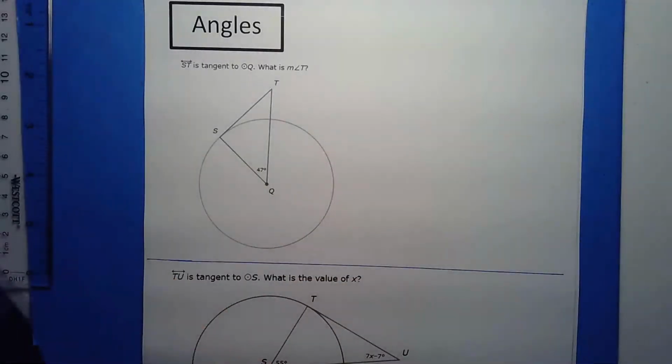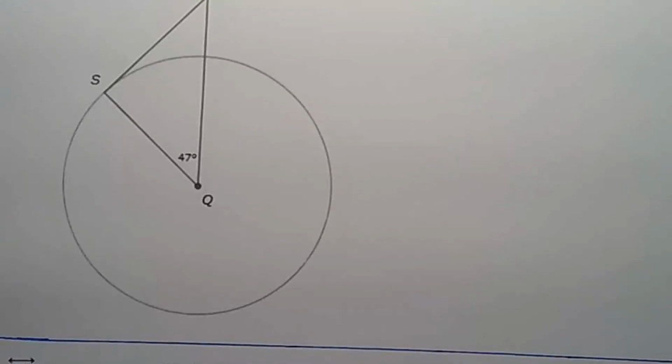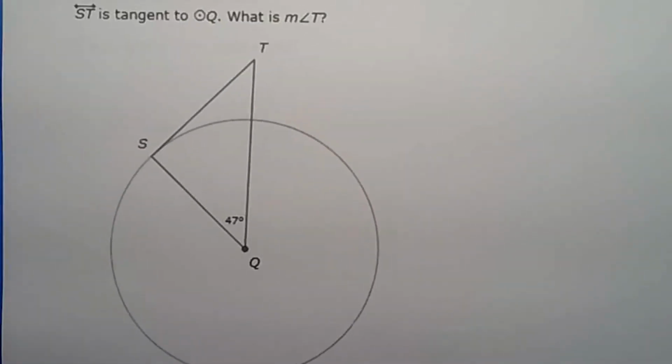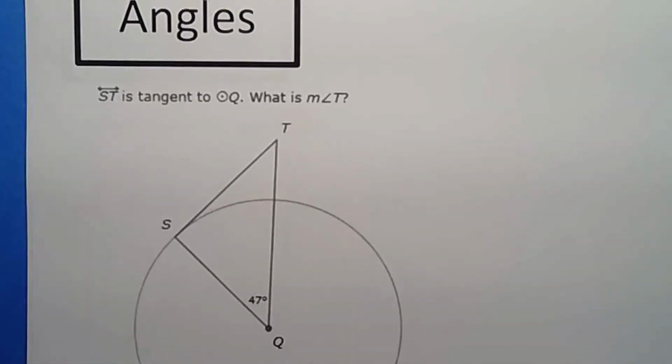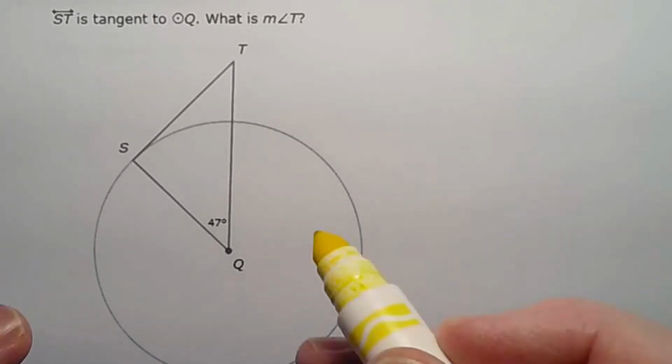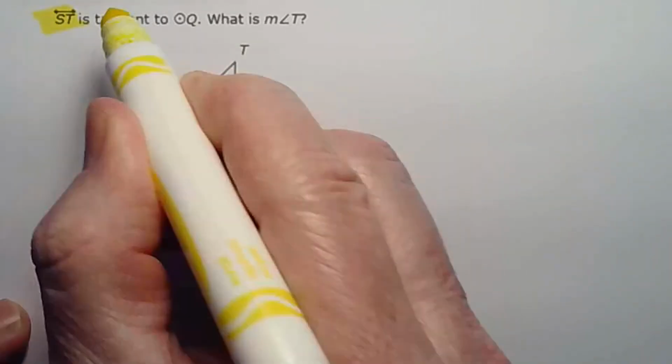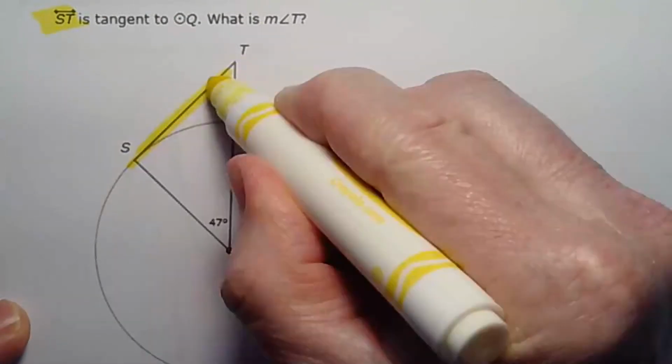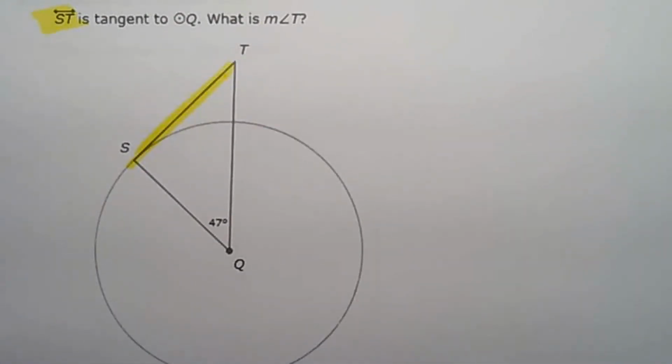First, let's do some angle problems. All right, so the first problem we're going to do, let's zoom in on that a little bit so we can see it better, is this problem right here. Okay, so a couple angles. Notice ST here is tangent to circle Q. Here is ST, right? What do we know? Well, ST tangent, therefore it must be perpendicular, right? Got to be perpendicular to there.